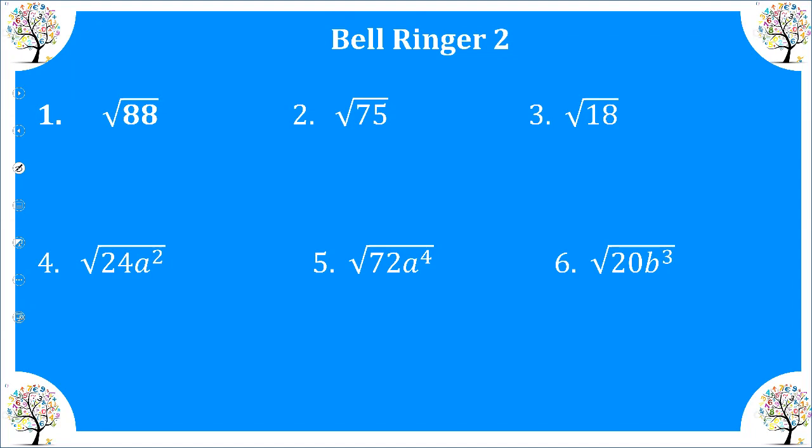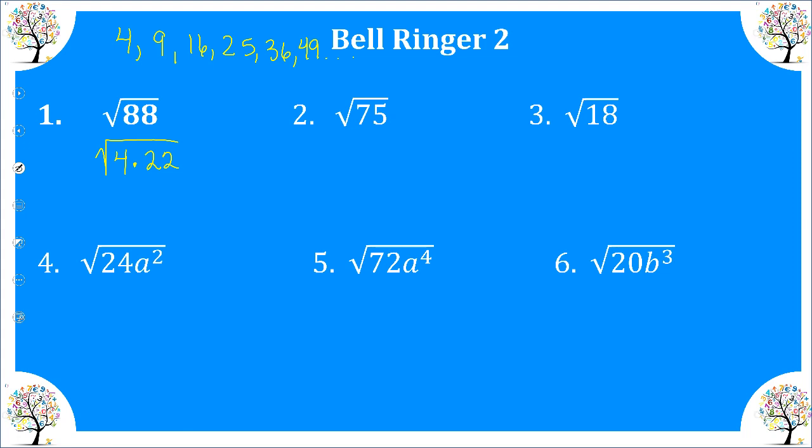Okay, here we have some radicals and we are going to simplify. Number one, we're going to rewrite the square root of 88 into two factors where one factor is a perfect square. Remember your perfect squares are 4, 9, 16, 25, 36, 49, and so forth. And one is a perfect square, but one does not help us simplify radicals. So I can see that 4 times 22 gives me 88.